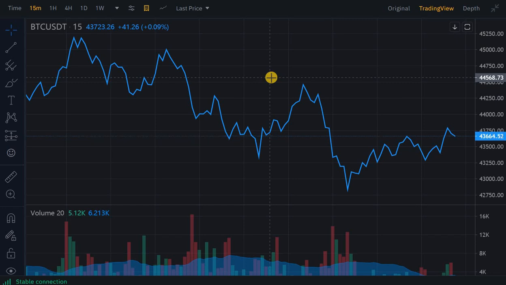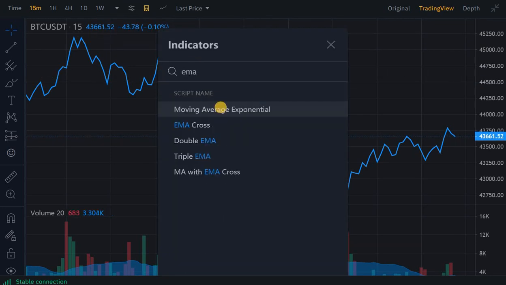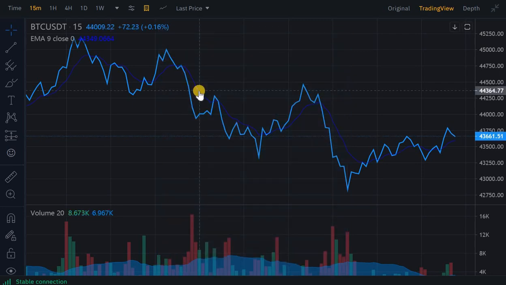The first indicator we would have to use with this strategy is your basic exponential moving average. And to access this indicator, we would have to go to the indicators section and search for EMA. The first result is what we are going to click. This blue line is the exponential moving average.